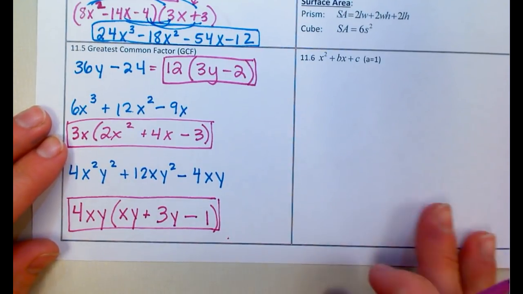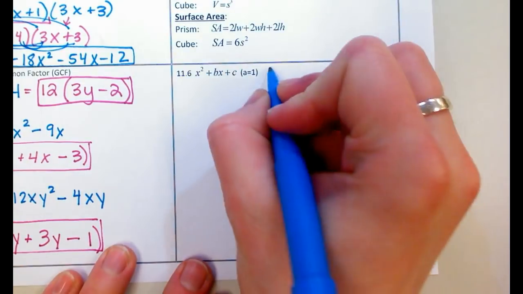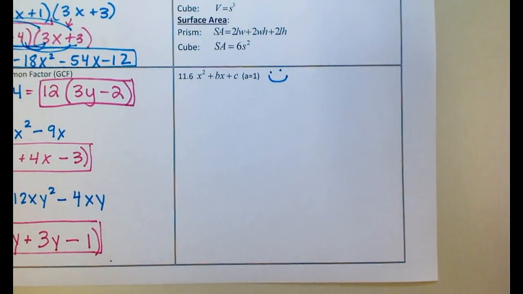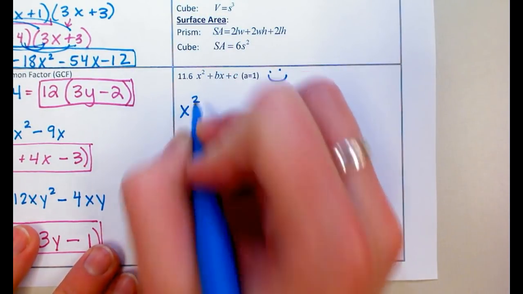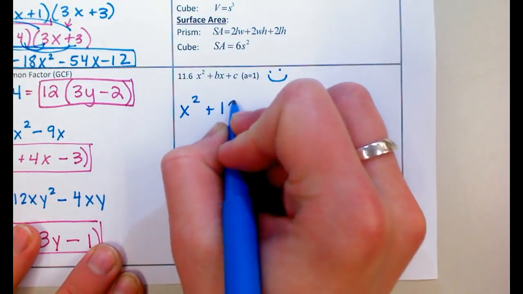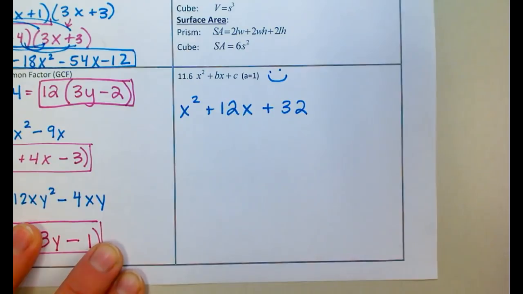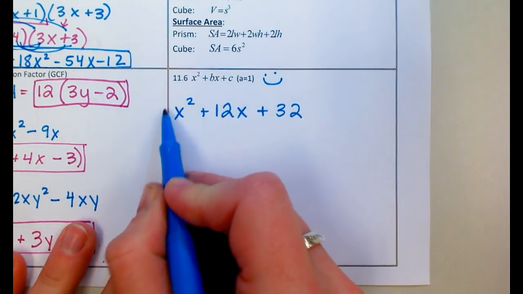Okay, moving on to 11.6. This is when our A term equaled 1. This was making us happy because these were our easy problems when we did not have a term out front. So our first problem we have today is x squared plus 12x plus 32. Now this was the easy ones where we did not have to worry about this A term.